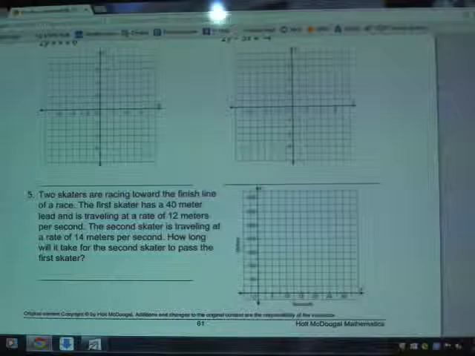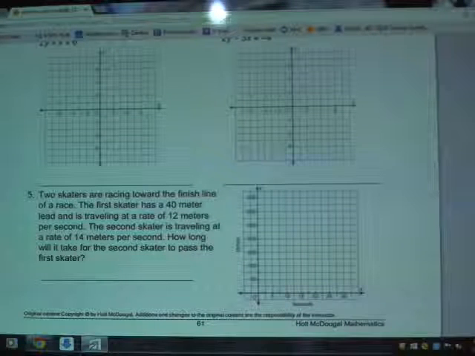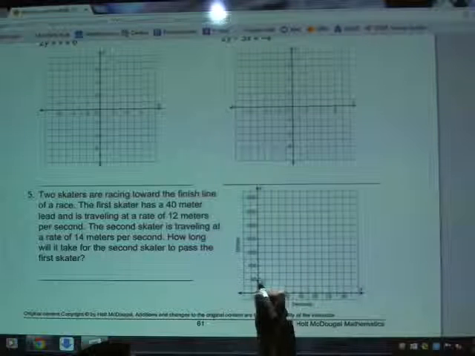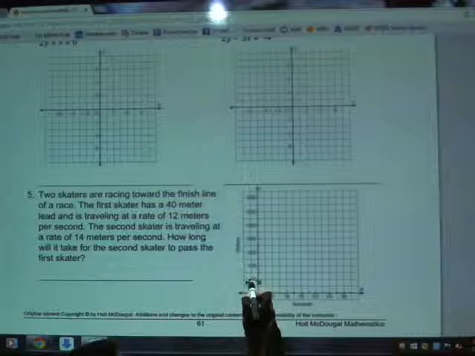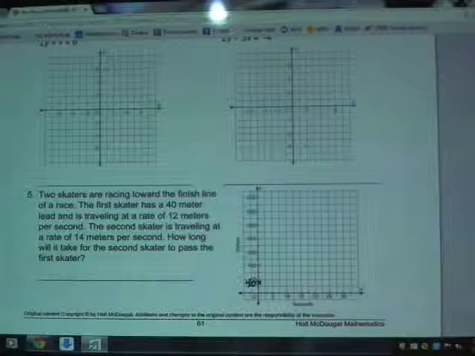All right, so let's go ahead and set this up in a little sketch. It says the first skater starts off and they have a 40-meter lead. So I'm going to go ahead and come down here to my y-axis and start that skater off at 40. And what it says is that they're traveling at a rate of 12 meters per second. So every second they're going to go up by 12 meters.